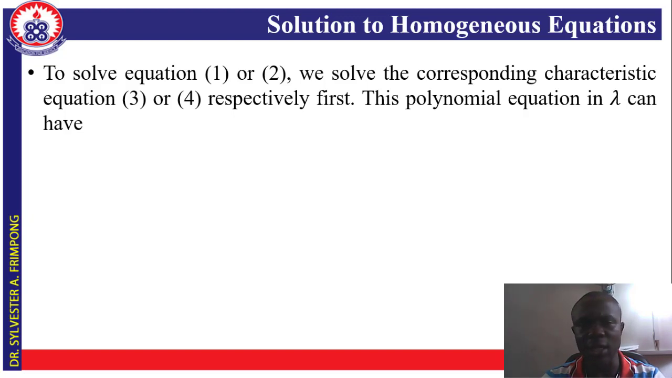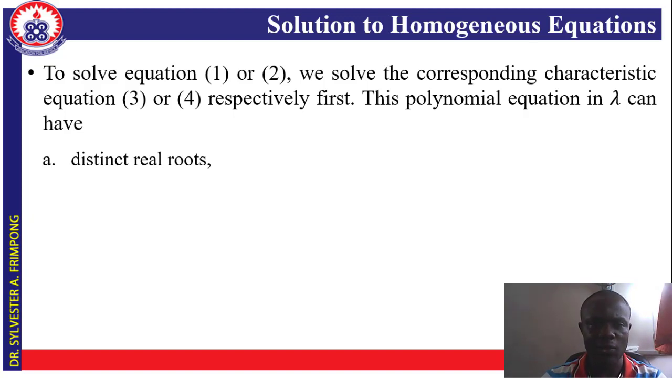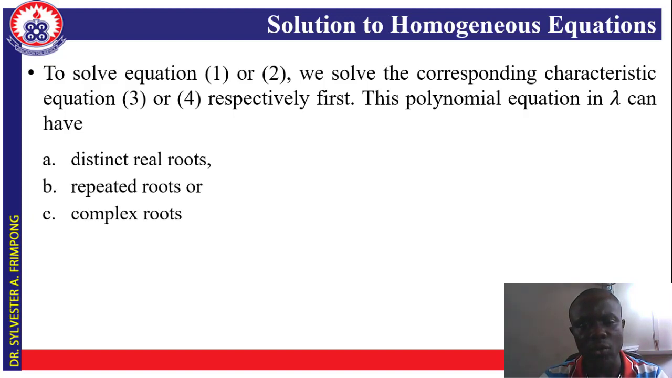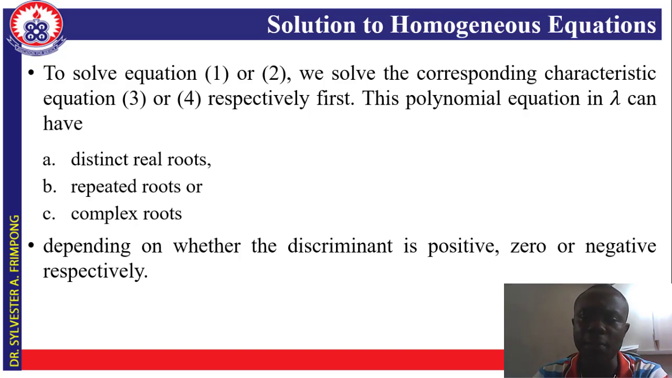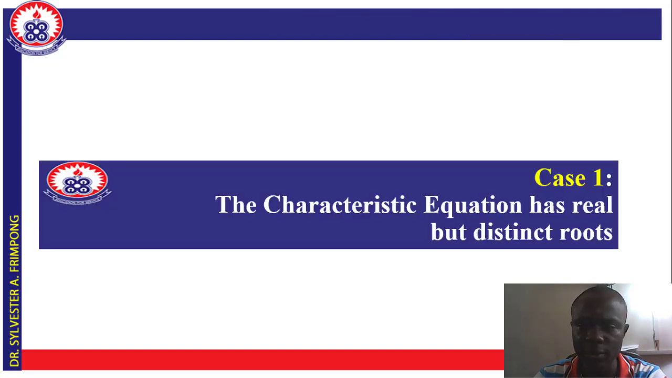This polynomial equation in lambda can have three cases. The roots will be real and distinct, repeated roots, or complex roots. Either of these is possible because we are dealing with polynomials, and for third and fourth order, we can have a mixture of the three. They depend on whether the discriminant is positive for real and distinct roots, 0 for repeated roots, and negative for complex roots. Okay, so we are going to take a look at the three cases.